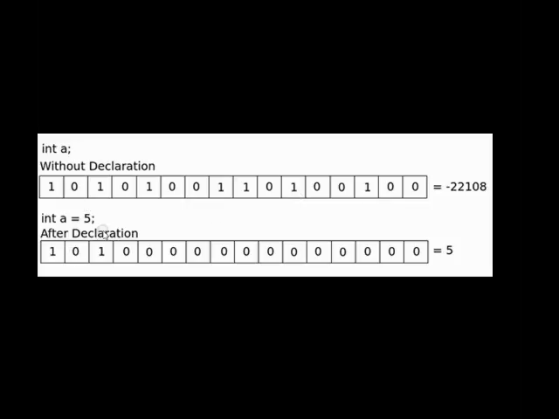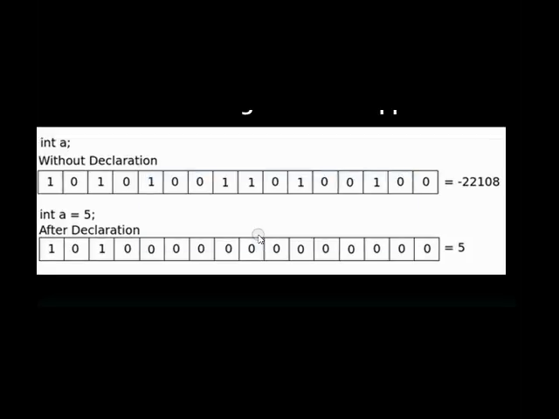Your binary of a is equal to 5. 5 in binary is written as 101. The others are replaced by 0. So the value is replaced. This whole value without declaring is replaced by 5 after declaring it.